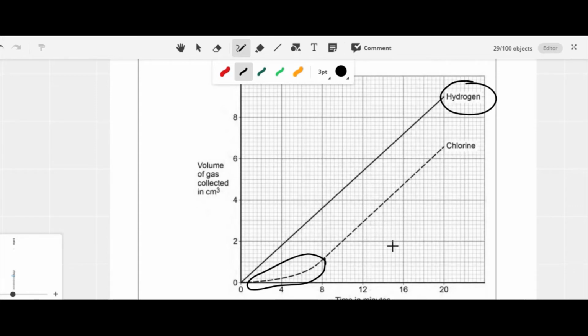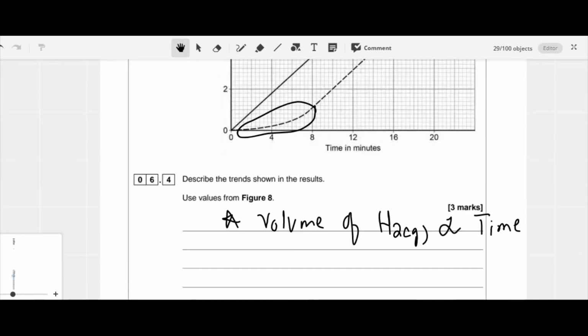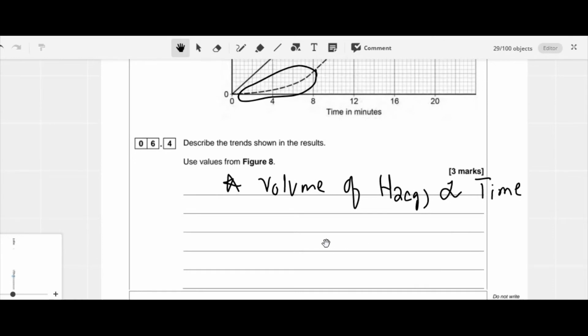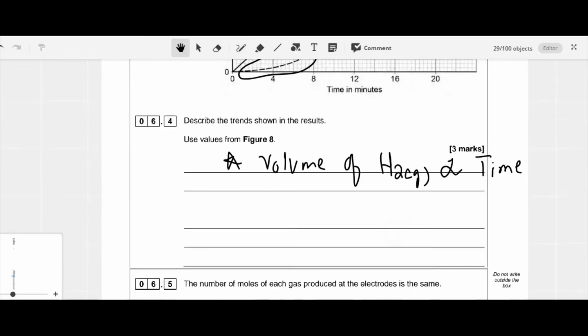So that is another one we can write here: the rate of collection of chlorine. Up to 8 minutes the chlorine is collected at an increasing rate, but after 8 minutes the rate of collection of chlorine is the same as that of hydrogen. So that is what we can write here.